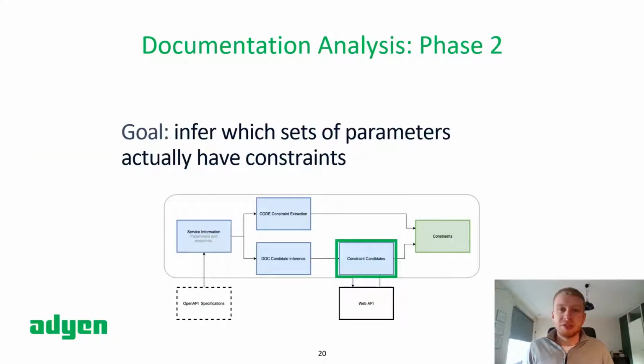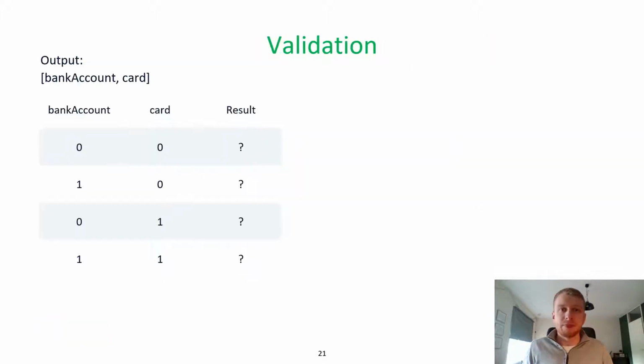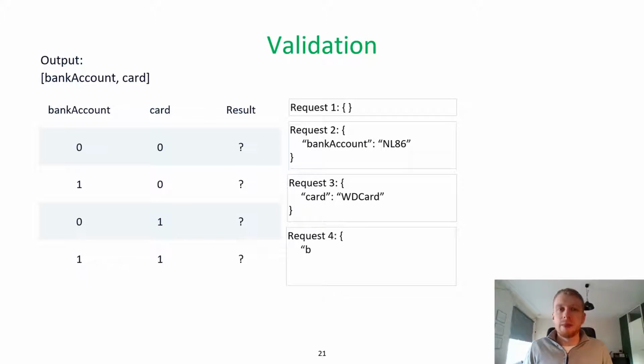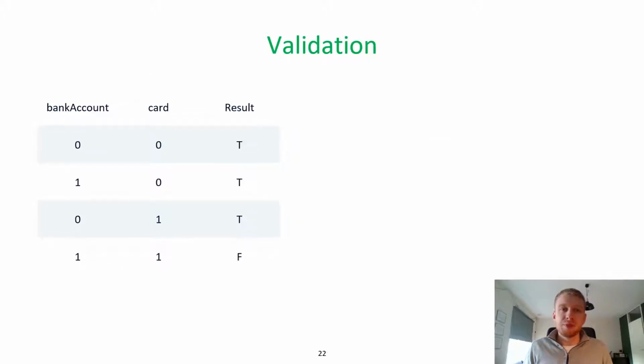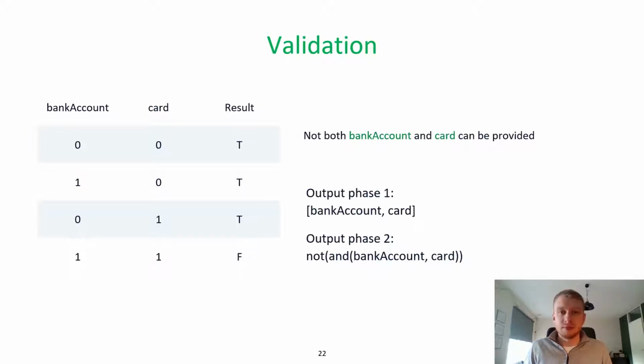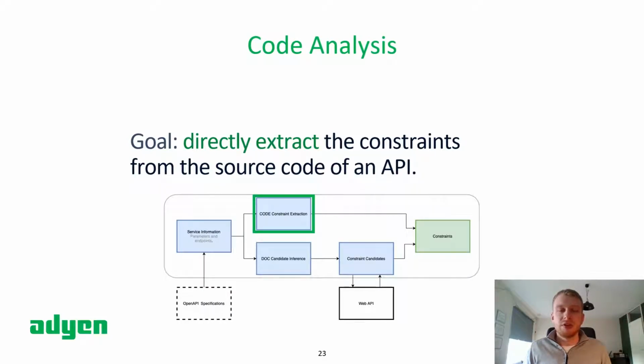Then, in the second phase, we look at whether they're actually related or not. We do this by generating all combinations between these parameters and then making a request out of them. And based on whether the request was successful or not, we can fill this table, and using Boolean logic we can arrive at a final constraint. The code analysis, it works differently. It directly extracts the constraints from the source code.